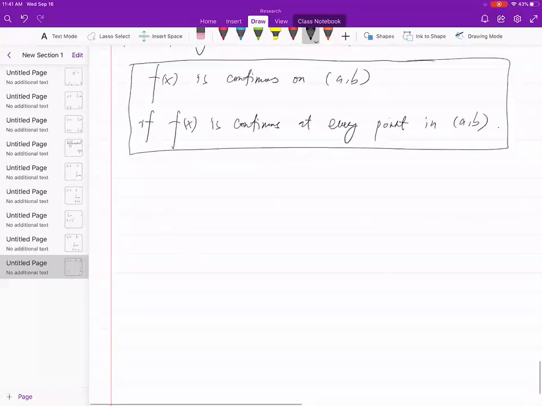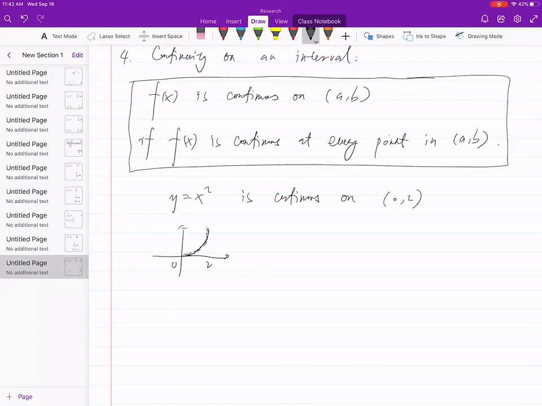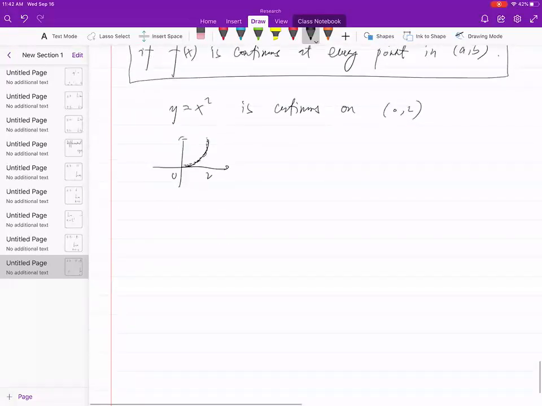For example, y equals x squared is continuous at x equal to 0 for sure, but we can also say it is continuous on (0, 2). That basically means it's continuous everywhere. You don't find any hole, any vertical asymptote anywhere inside. That also means later you can find the derivative anywhere on this interval. Sounds good?